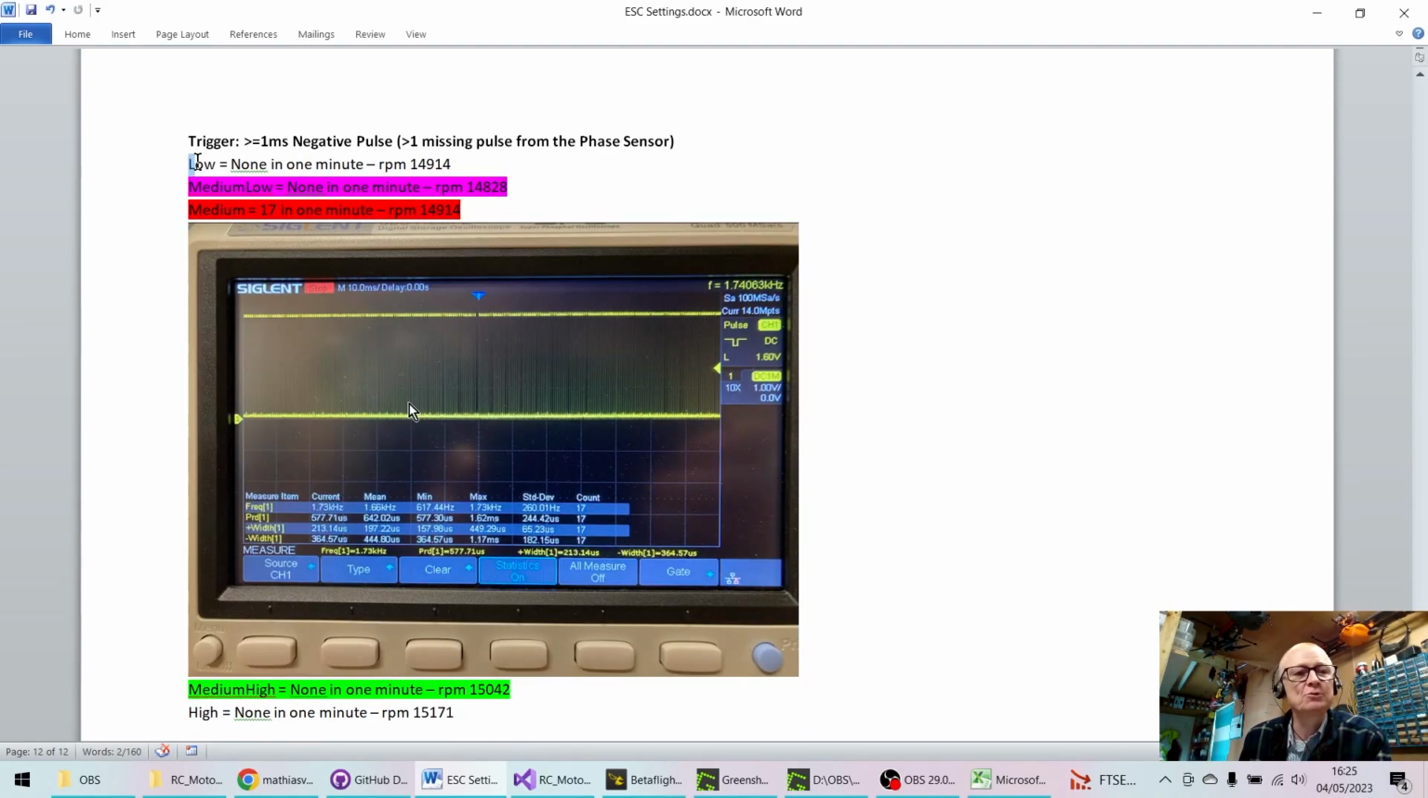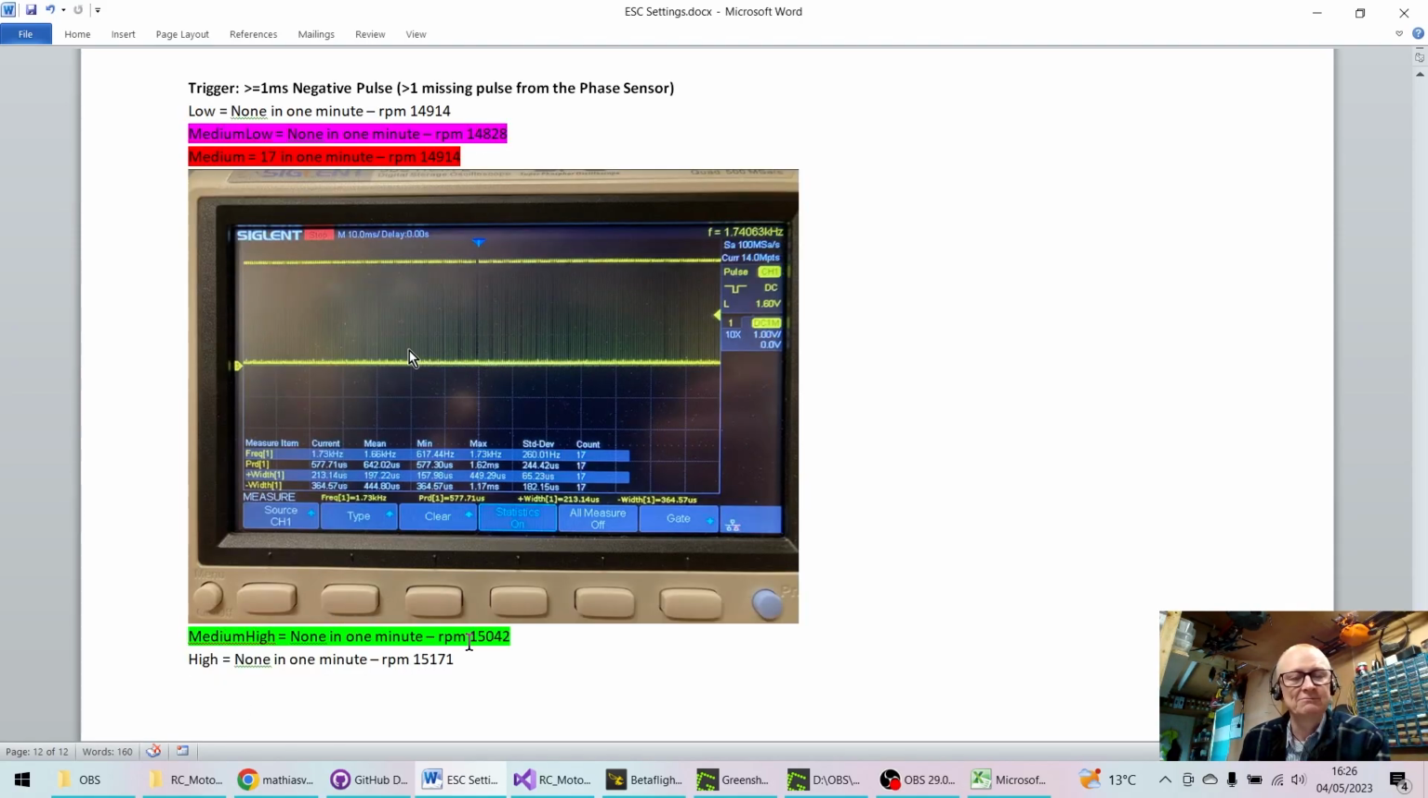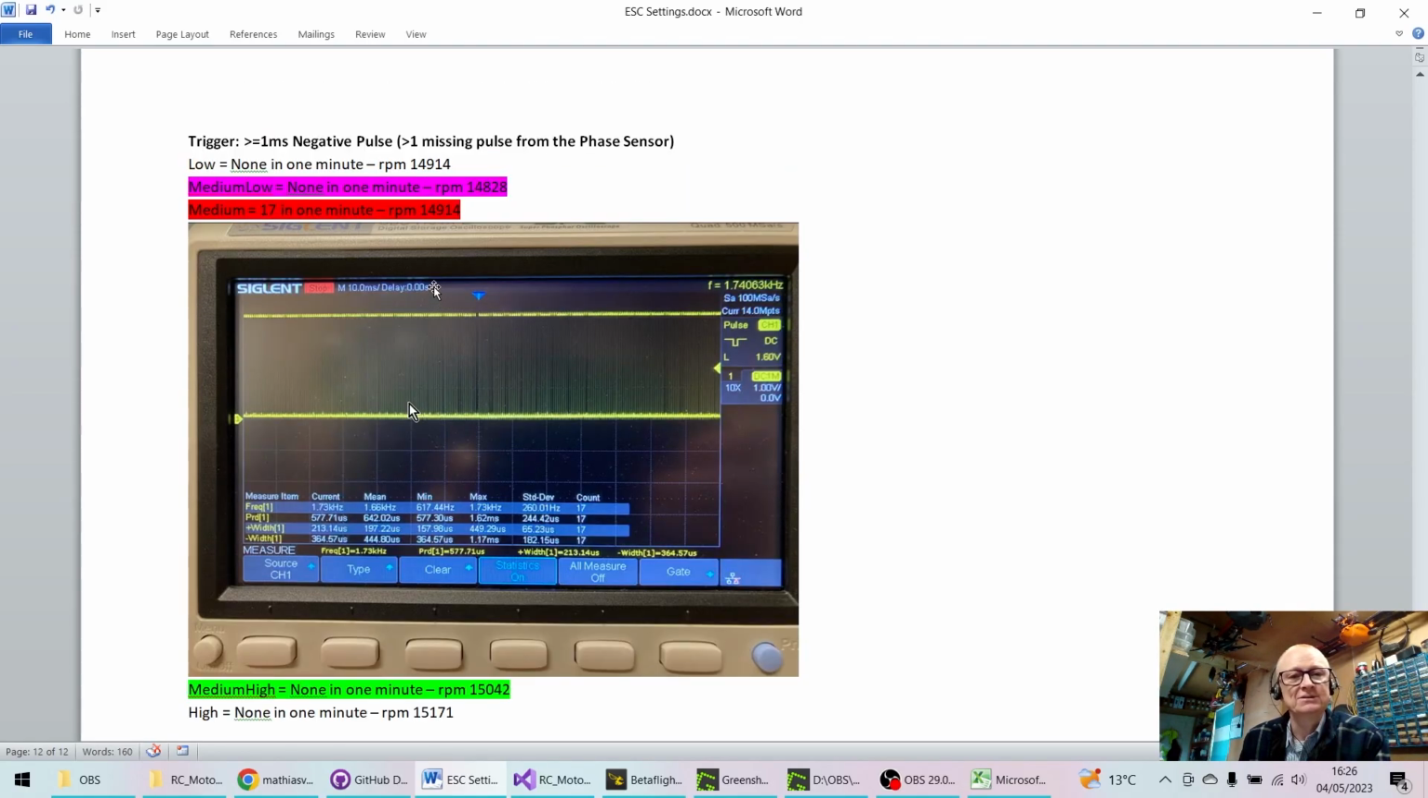And what we found on low timing settings, it didn't trigger at all. On medium low, we had none at all. On medium, we had 17 counts. So bear in mind, this is back-to-back testing. The only thing we're doing is altering the BL Heli motor timing settings. As soon as we put it to medium, 17 counts in 1 minute. Put it on medium high, none again. On high, none again. So there's something with that medium setting in BL Heli S.